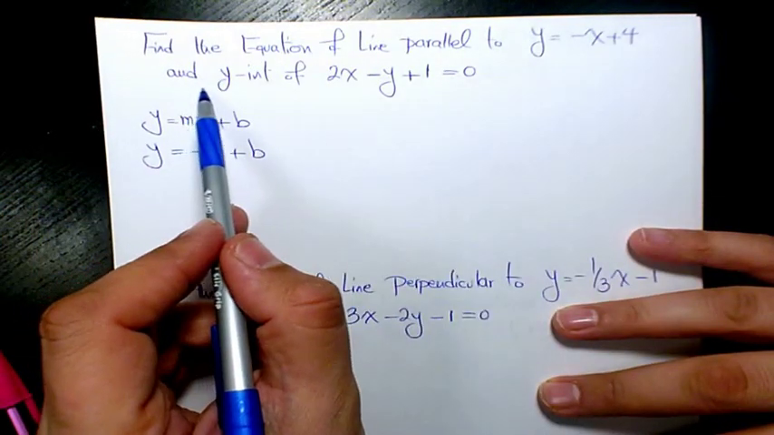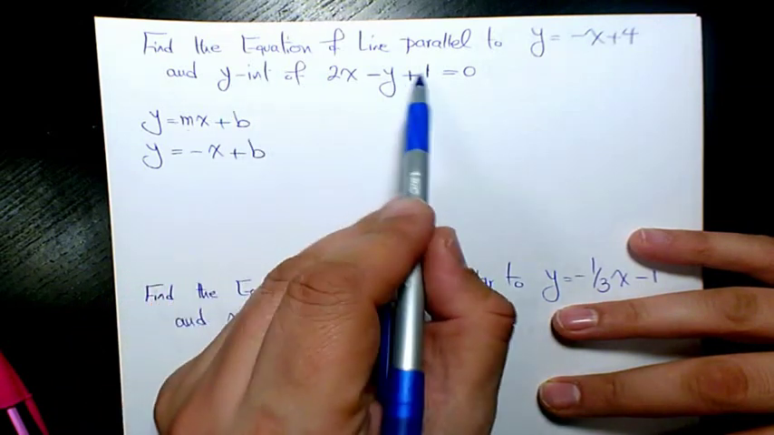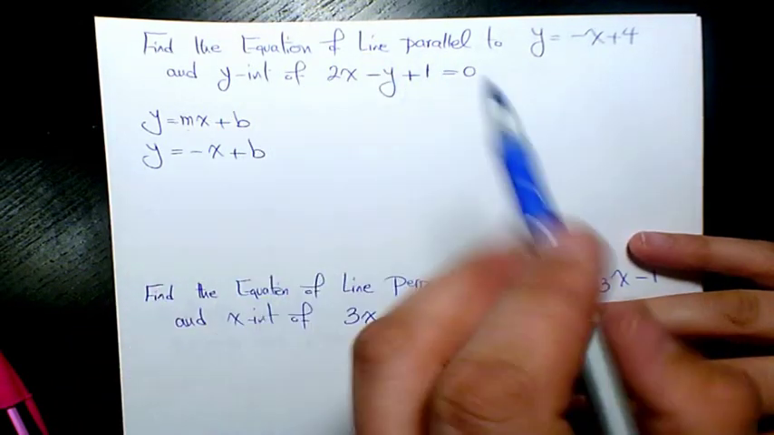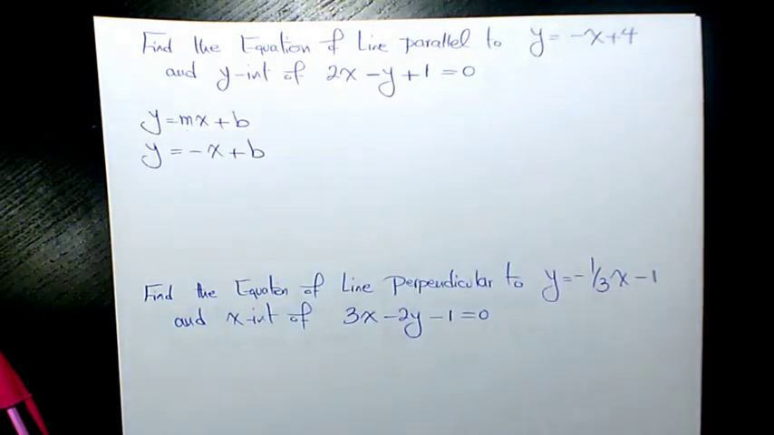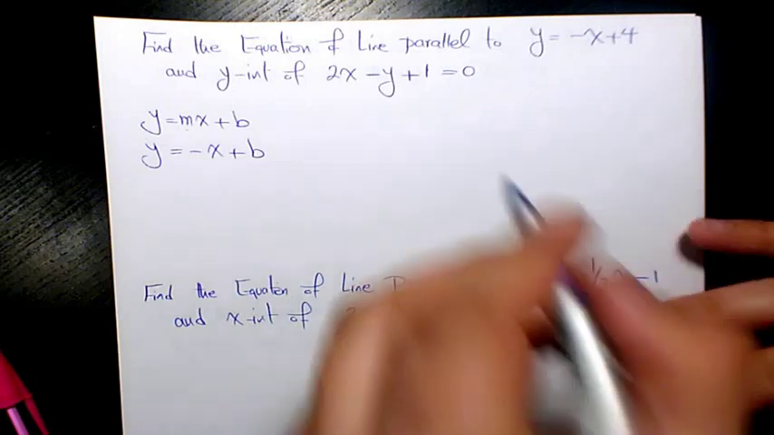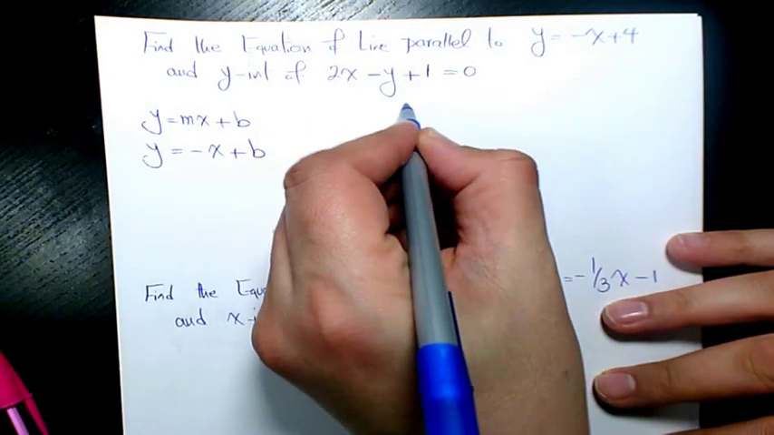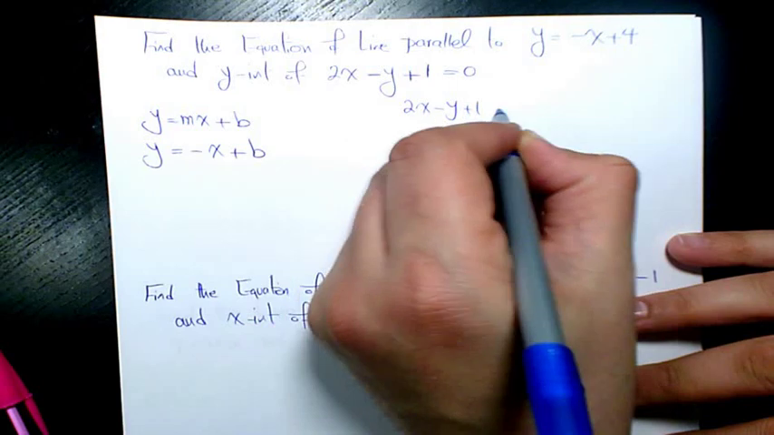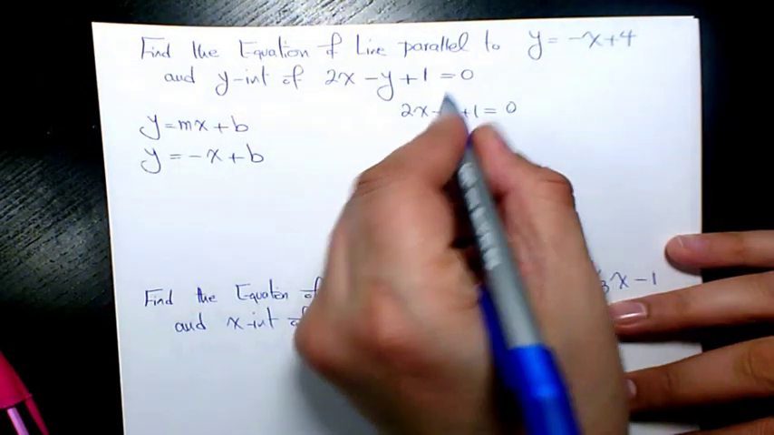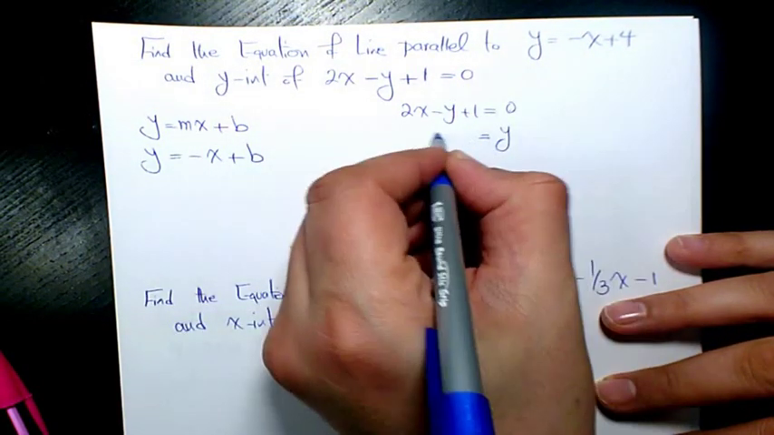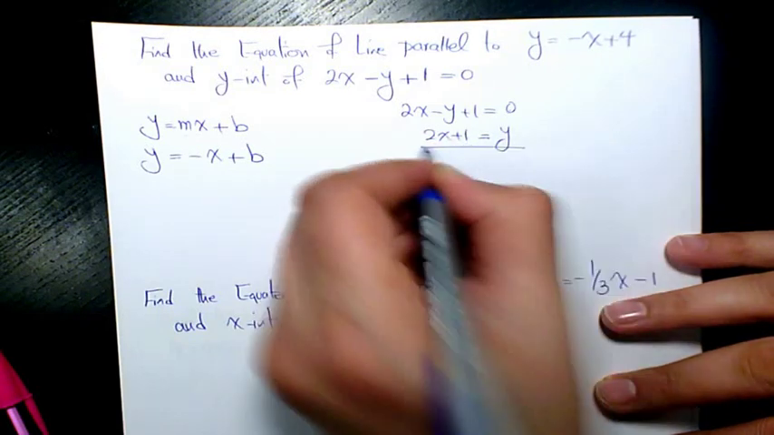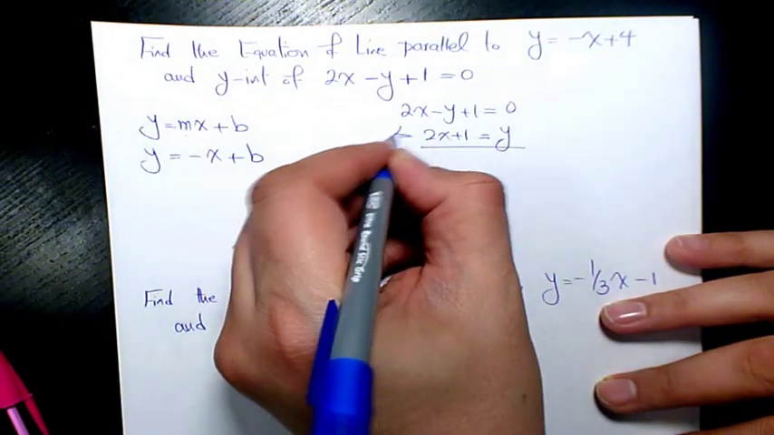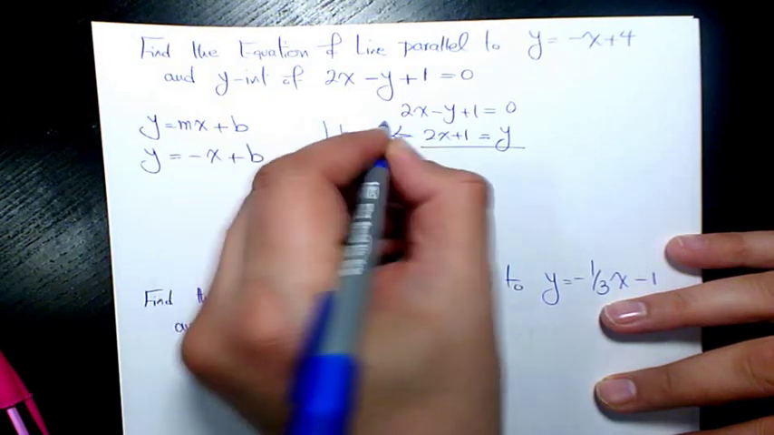And then the second part of this question says that the y-intercept is the same as the y-intercept of this line. As you see here, we have this line in standard form, which we need to change to slope-intercept form in order to find the value of the y-intercept. So I'm going to isolate y: 2x minus y plus 1 is 0. I need to move y to the other side, so it's positive, and here we have 2x plus 1. So it means that b will be equal to 1.